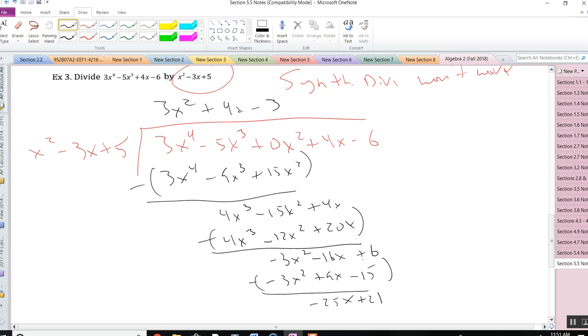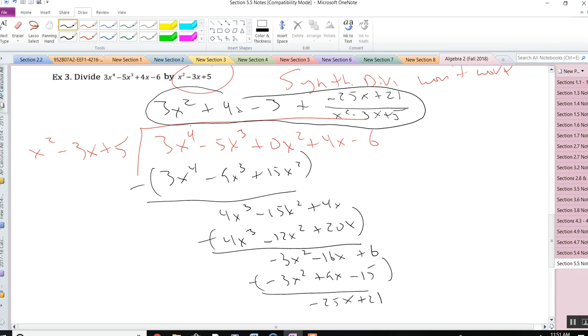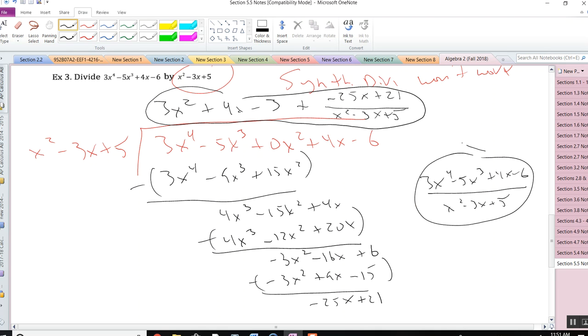And then we kind of just stop there. And of course, you'll say plus negative 25x plus 21 over x squared minus 3x plus 5. So that's just another way of expressing this situation: 3x to the fourth minus 5x cubed plus 4x minus 6 all over x squared minus 3x plus 5. So we'll actually be working this kind of stuff, and it's the same thing as saying that right there.